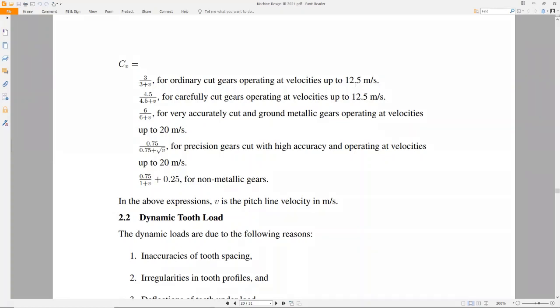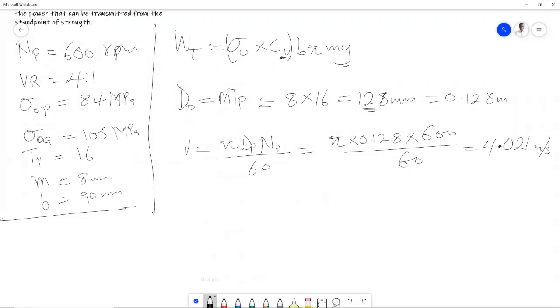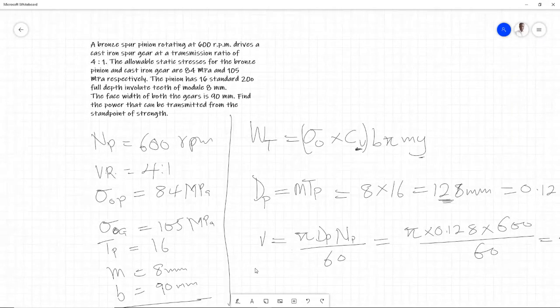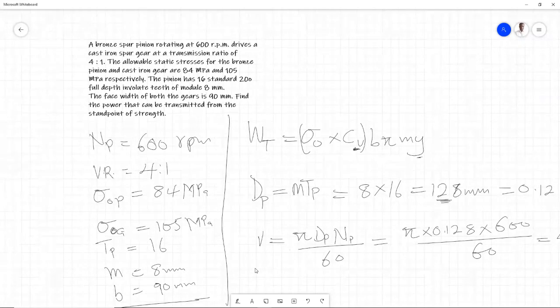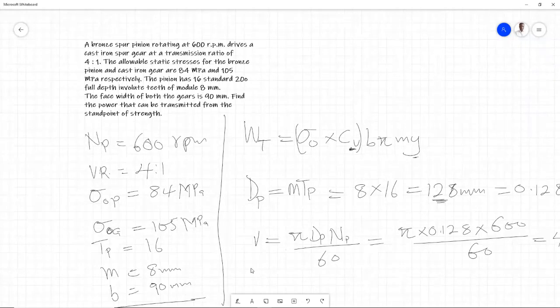Was it stated? Yeah, so if I look at the question, let's go back and look at it. A bronze spur pinion rotating at this drives a cast iron spur gear at a transmission ratio of 4.1. The allowable static stress for the bronze pinion and cast iron gear are 84 megapascals and 105 megapascals respectively. The pinion has 16 standard 20 degree full depth involute.